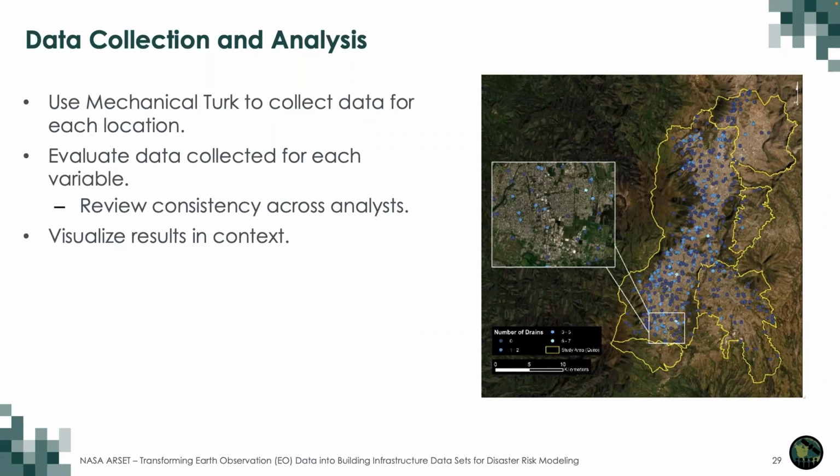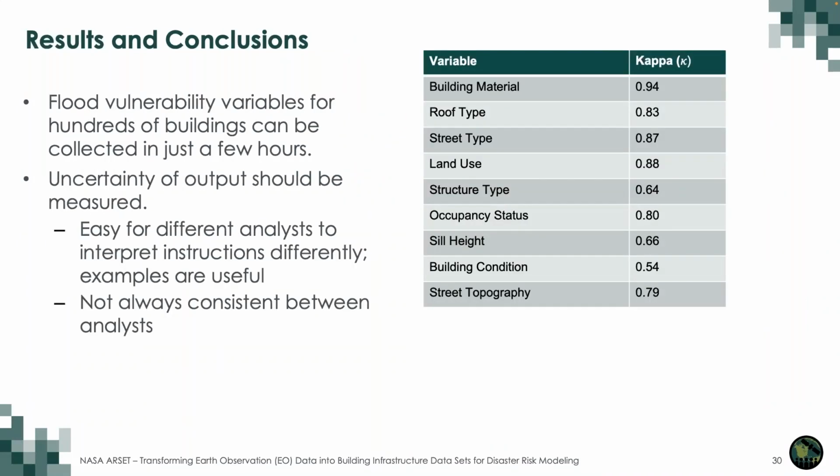So we evaluated the data collected for each variable. Here on the right, you see the number of drains, where the brighter colors are more street drains visible from one particular location in Street View. And essentially we found that the downtown core and the more built up areas seem to have more street drains visible, which isn't a big surprise. And then we visualize the results in context, like this map on the right.